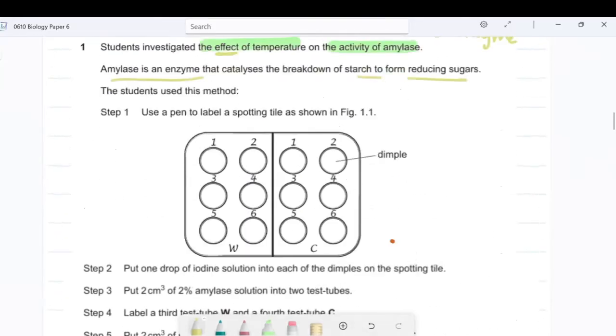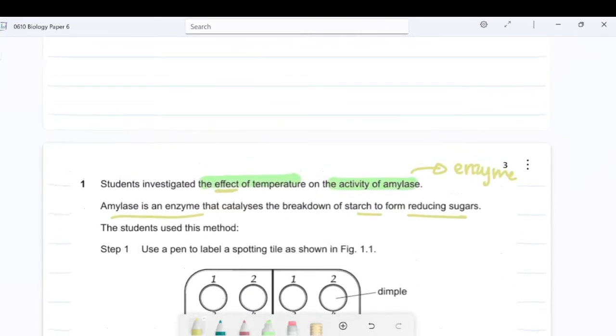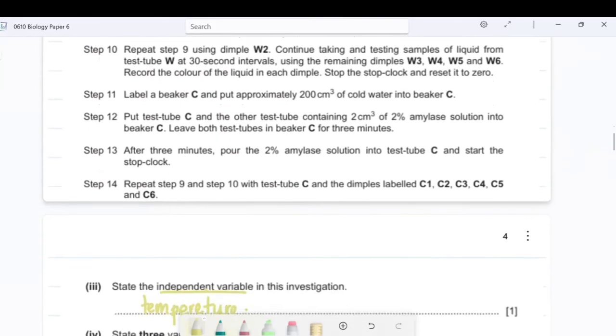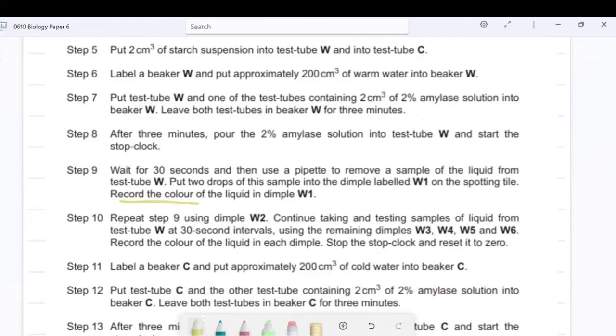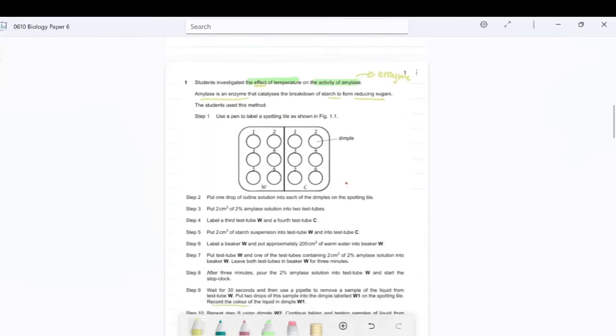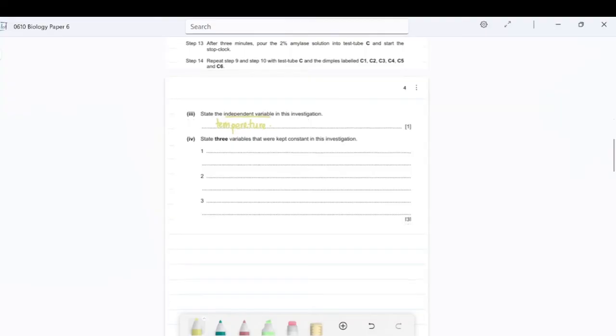And if they ask me what's my dependent variable, if I look back down in this experiment, they're going to be recording the color. So the color is going to be my dependent variable if they're asking me. Now they're telling me what are the variables that are kept constant. This is my control variables. I'm keeping it constant to make sure that my result is not affected by anything else apart from temperature.